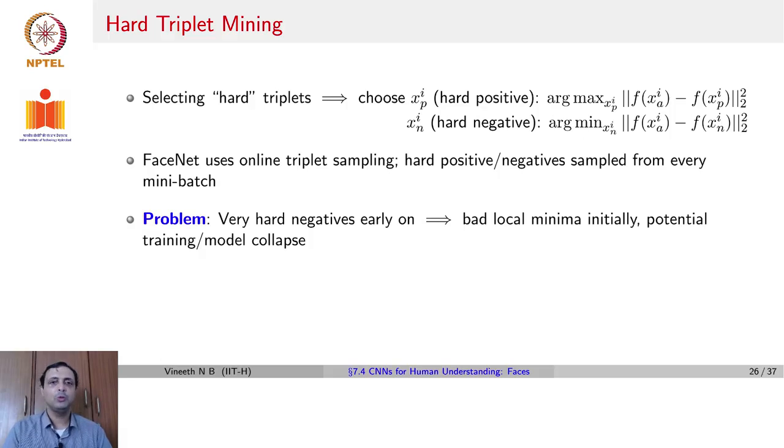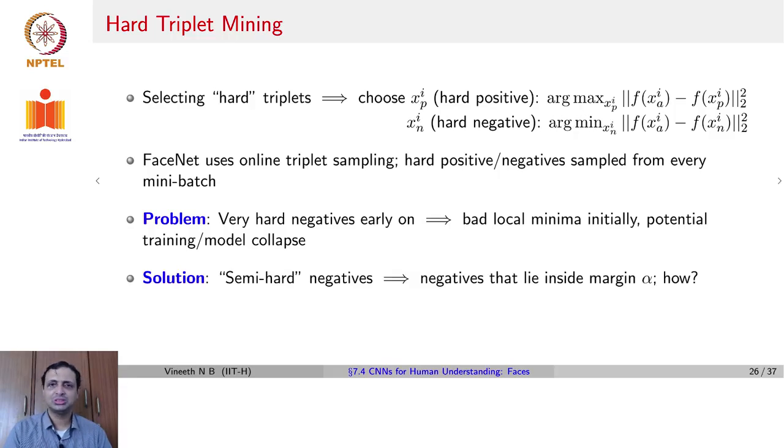There's one problem here though. If you choose very hard negatives early on, there could be bad local minima and the training could collapse. So the idea would be to choose semi-hard negatives in an initial stage and then move on to harder negatives in a later stage of training.